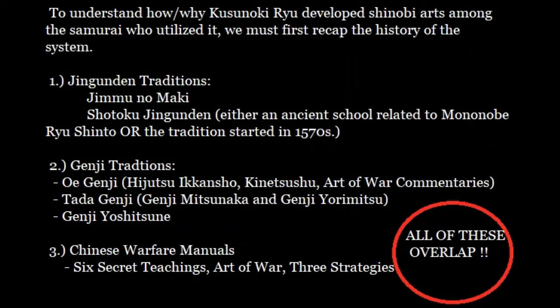Then, third step, Chinese warfare manuals, primarily the 6 Secret Teachings, Sun Tzu, aka the Art of War, and then the teaching called the 3 Strategies. Now you'll see in the right corner, I have it circled, all of these three overlap. All of this has been discussed in detail in previous videos, but here it is as a reminder. All of this comes into play when you're talking about Kusunoki Ryu Shinobi history.